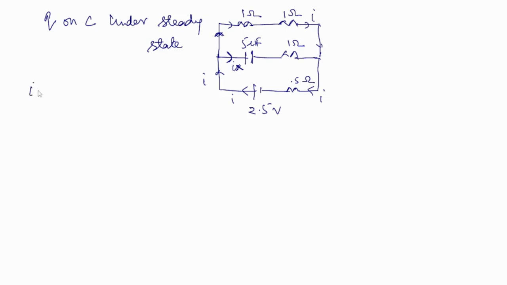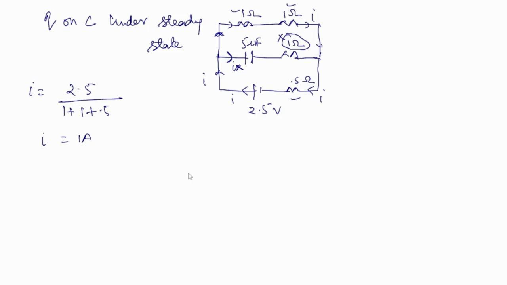You can calculate the net current I: it will be net EMF upon total resistance. EMF is 2.5 volt, there is only one battery connected, upon total resistance, which will be this resistance plus the internal resistance of the battery. See, this resistance will not be playing any role, because no current is flowing through it, so it will be offering zero potential. So your current I will be 1 plus 1 plus 0.5, that means I will be 1 ampere. You have got your current.